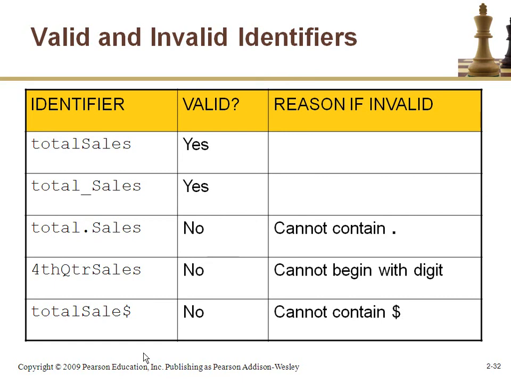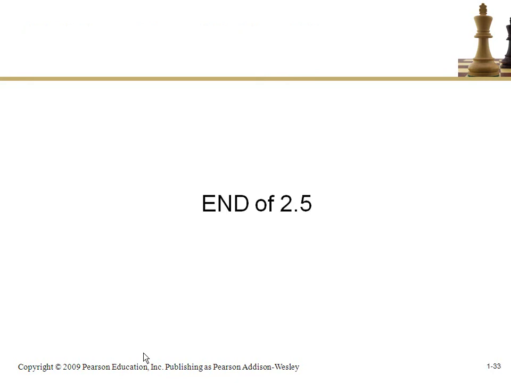4thQtrSales is not valid since the first character starts with a 4, which is a digit, a number. Total$sales is invalid. The special character dollar sign cannot be embedded or added to the characters for the identifiers. And this would be the end of section 2.5.